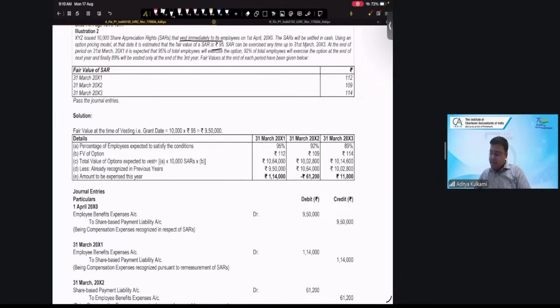A SAR can be exercised anytime up to March X3. At the end of the period on 31st March X1, it is expected that 95% of total employees will exercise the option. 92% will exercise the option at the end of next year. And finally, 89% will be vested only at the end of the third year. Fair values at the end of each period have been given below: 112, 109, 114. So the fair value at the time of grant date is 95.